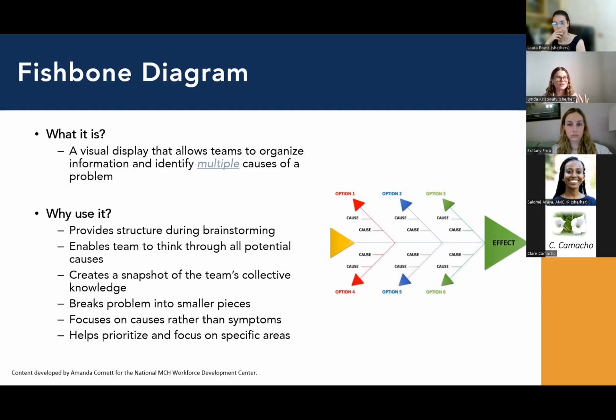So how do you determine your next steps? The fishbone can help you drill down on that and figure out how to prioritize which one to focus on first. So that's just a high-level overview of the fishbone diagram.